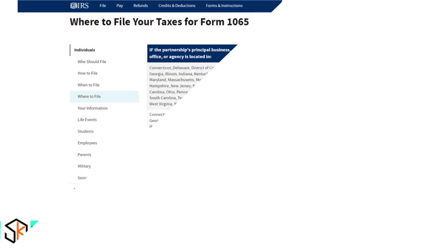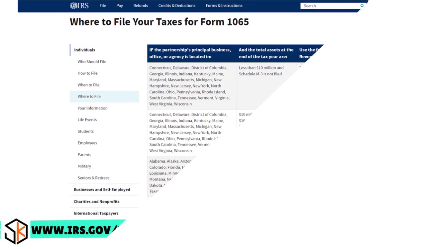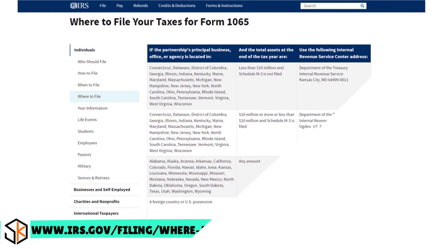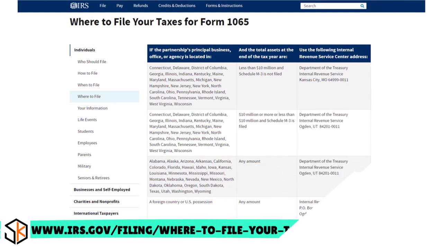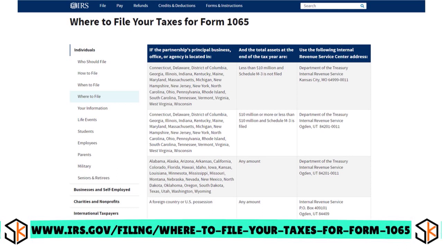I want to first talk to you about where to file your taxes for Form 1065. It's really important to understand that everything depends upon the location of the partnership. As you can see on the screen here, if the partnership's principal business, office, or agency is located in a specific state, you are going to file in a certain revenue service center. Everything depends on what kind of location you have and the size of your balance sheet.